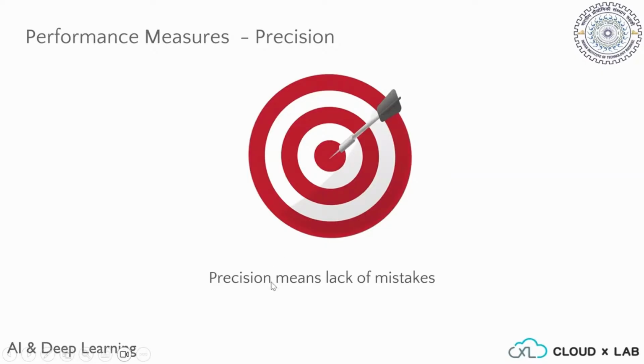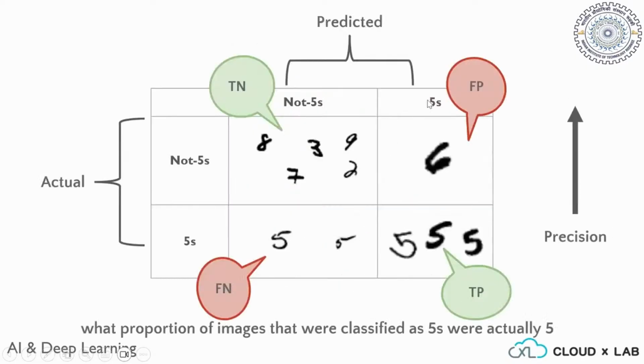So whenever the model is saying yes, whenever the model is saying true, whenever the model is predicting the true answer, what are the chances that the model is correct, right? Because precision means lack of mistakes, right? So basically we'll just add up the precision for each of the numbers, and that will be the total precision for the model. Yes. So I will discuss that case later.